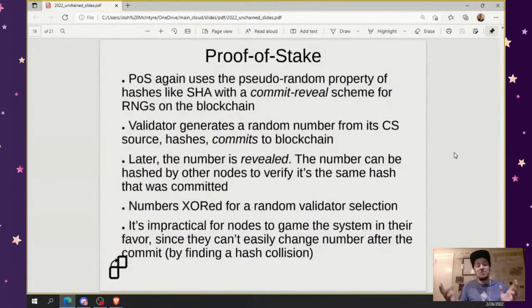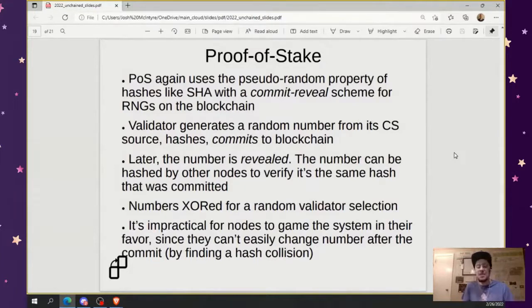Now, proof of stake also uses a mechanism that I think is very, very interesting. I was actually learning about this fairly recently as sort of my deep dive into entropy and its use in blockchains. Proof of stake, again, uses the pseudo-random property of hashes like SHA, and they use something called a commit and reveal scheme to generate random numbers on the blockchain.